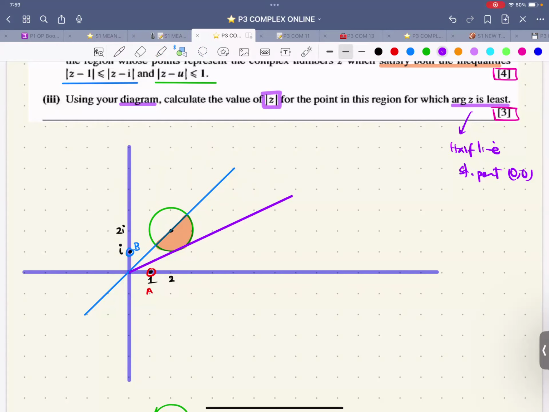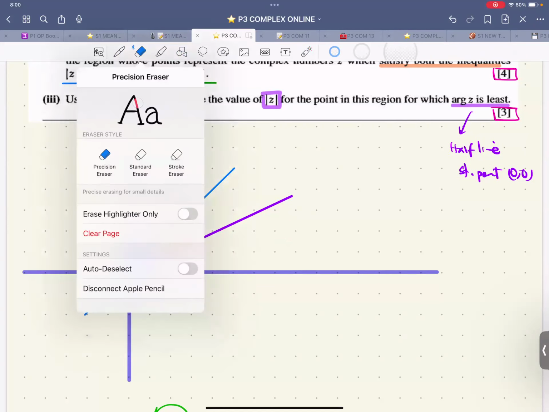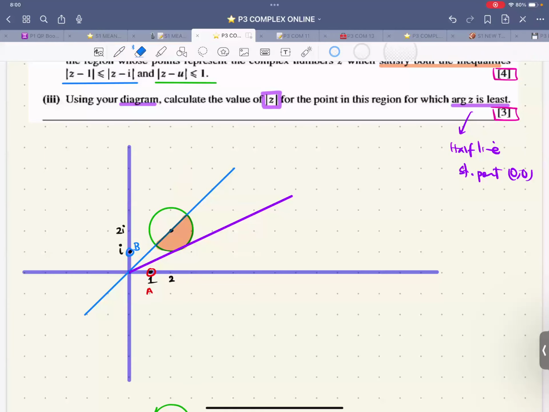All good, all clear? So over here, this argument of z will be the least, because over here, it will be the greatest. If they were asking for the greatest, that would be this line. So this is least, and this one is the greatest. But we are not interested in the greatest, so just remove that. We are interested in the modulus of z. What is the value when the argument is the least? That means the distance from here till here. That is what we are interested in.